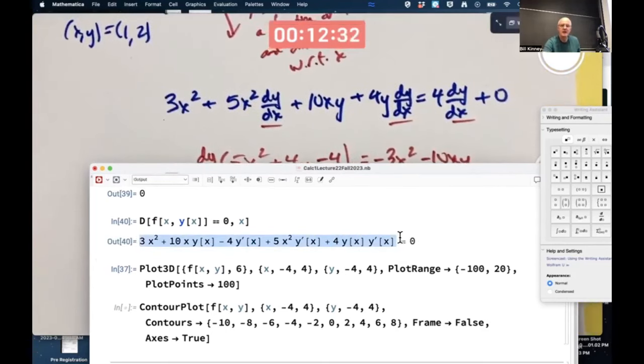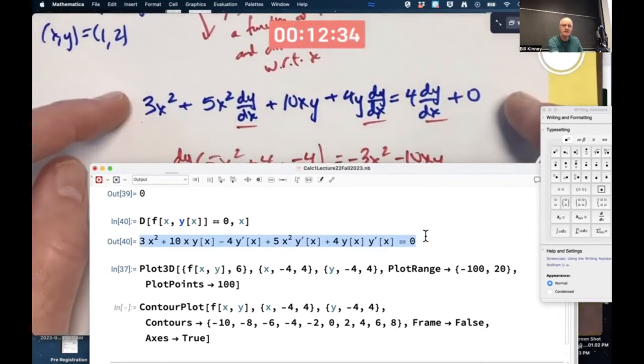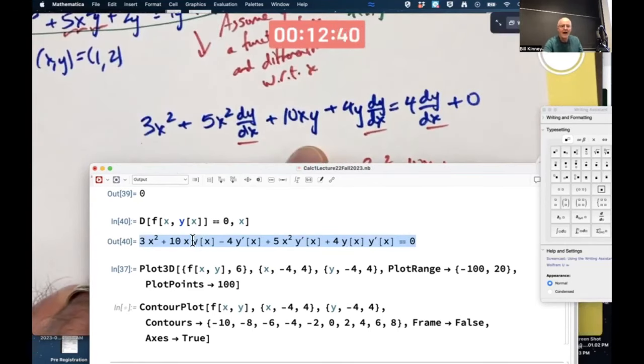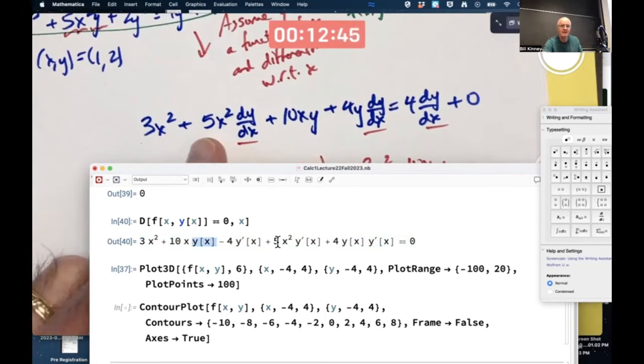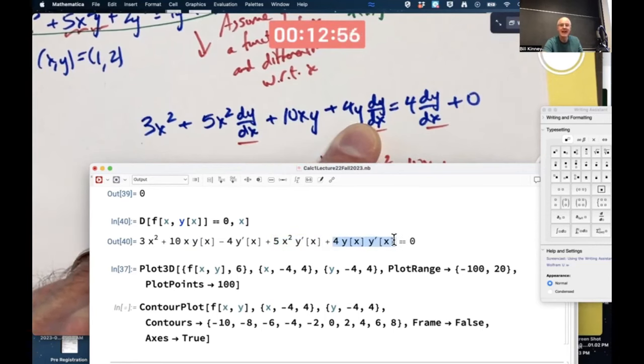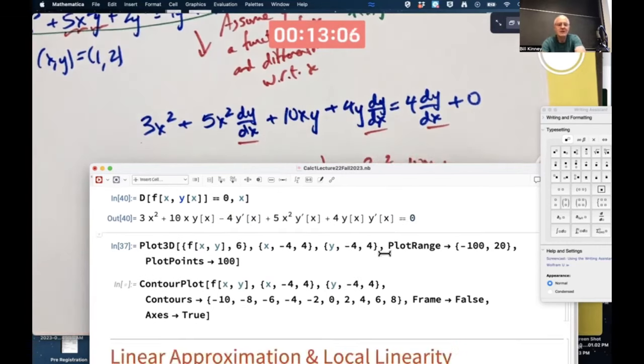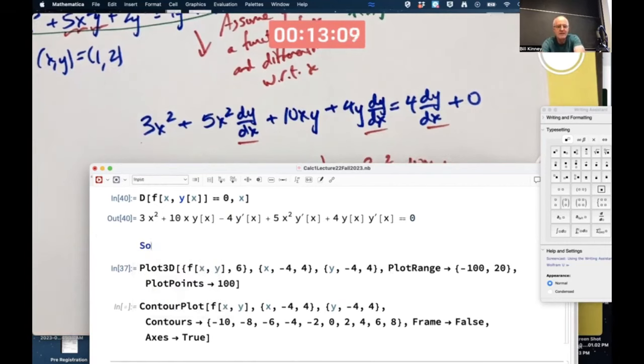Compare what you see here with what I did here. You see a 3x squared in both places. You see a 10xy. That's Mathematica writing y as y of x because that's how I typed it. Also a 5x squared dy dx. That matches this. Mathematica's writing it as y prime of x. A 4y times y prime. That matches this. And a minus 4y prime. That's matching taking the 4 dy dx and subtracting it from both sides. Equaling 0.